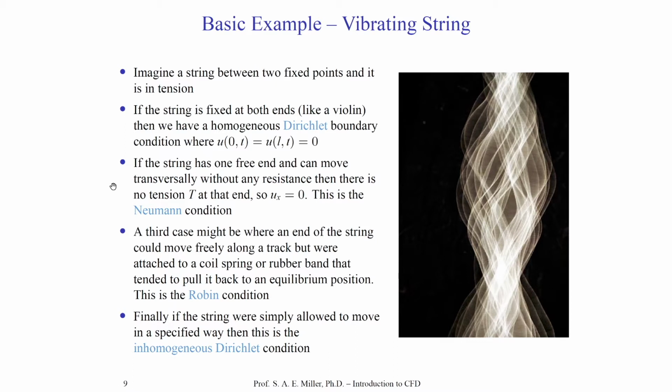Finally, you might imagine that if the string were simply allowed to move in a specified way, then we might have what we call an inhomogeneous Dirichlet condition. That is, what if we have the string attached to a little motor that moves it up and down in time? This could be an example of specifying the position of the string up and down as a function of time at x equals L, for instance.